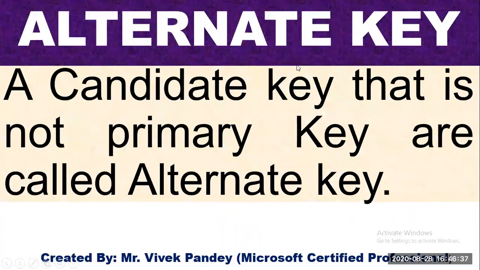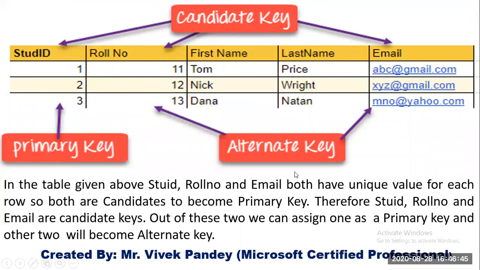What is an alternate key? A candidate key that is not the primary key is called an alternate key. See, in the table given above, student ID, roll number and email have unique values for each row. So all are candidates to become primary key. Therefore, student ID, roll number and email are candidate keys. We cannot put duplicate values in these three columns.